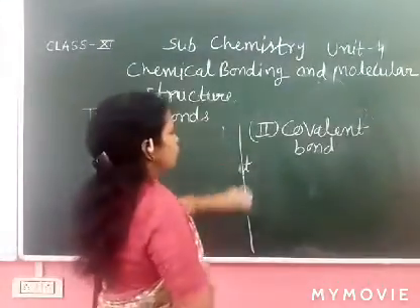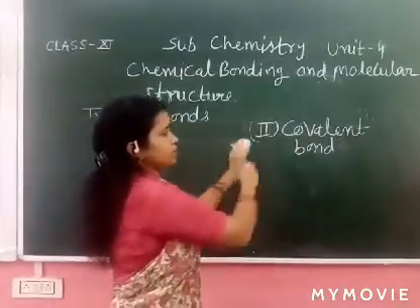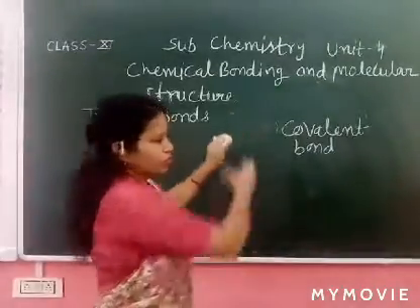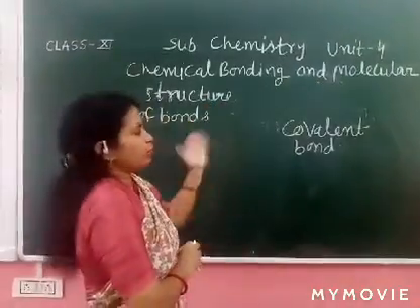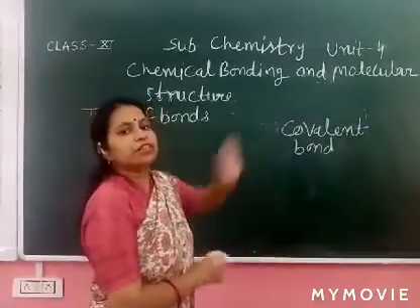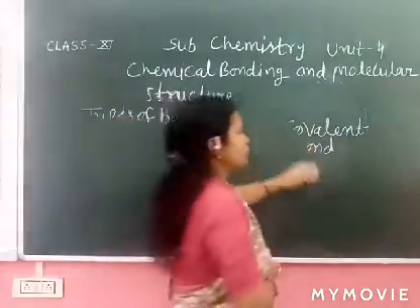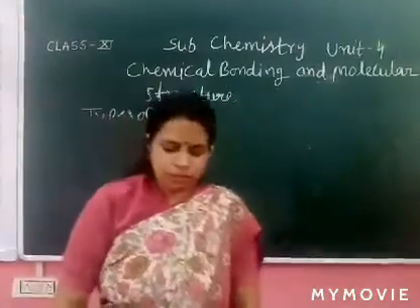After ionic bond, in comparison with ionic bond, we will discuss the covalent bond. So you have to write in two parts. First, ionic bond. When ionic bond is complete, we will start the covalent bond in comparison to ionic bond. So first we will discuss ionic bond.